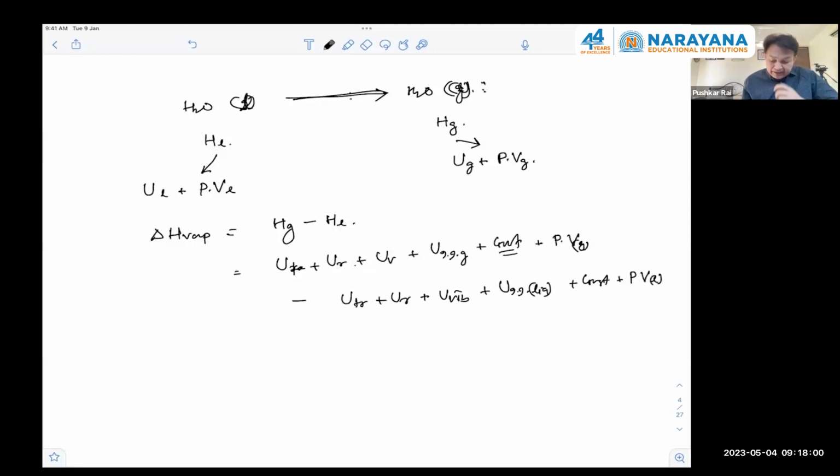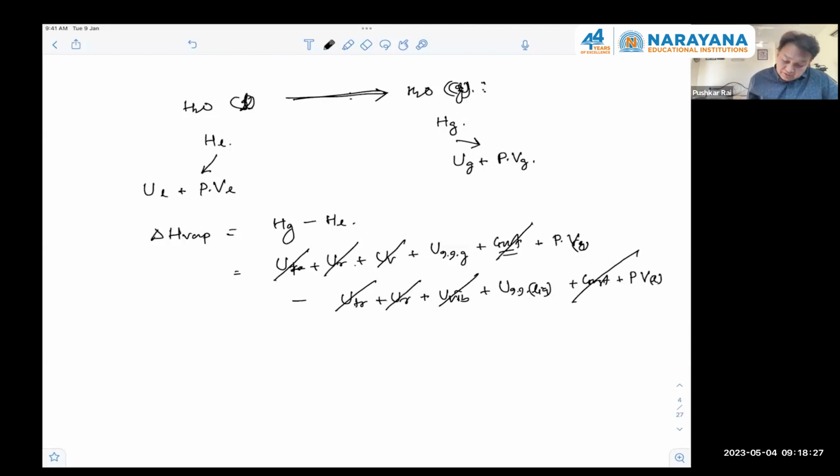Now, under these scenarios, what do you think? U translational of the gas and liquid should be same or different? Same. Very good. So we can cancel it out. Rotational should also be same, we should cancel it out. Vibration should also be same, we should cancel it out. Now the constant and constant will also be the same. You should also cancel it out.